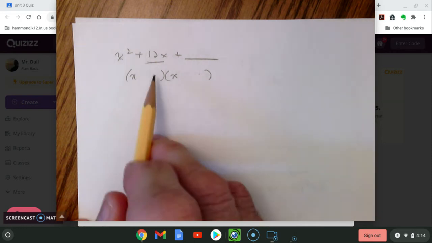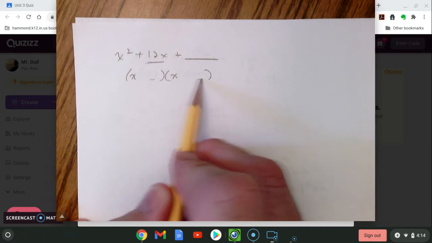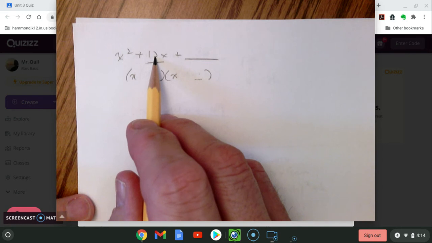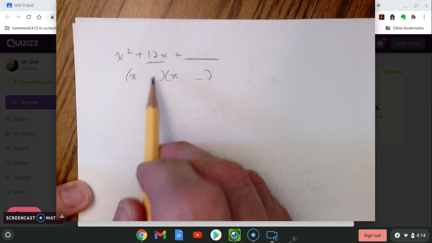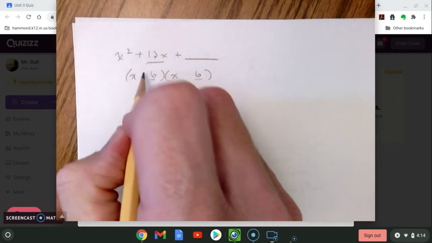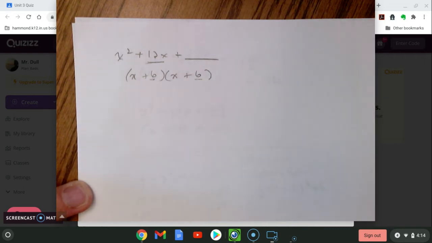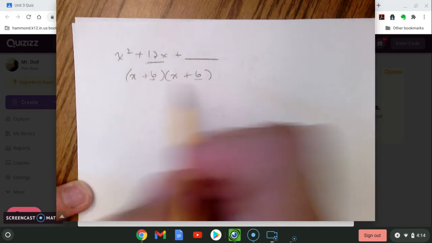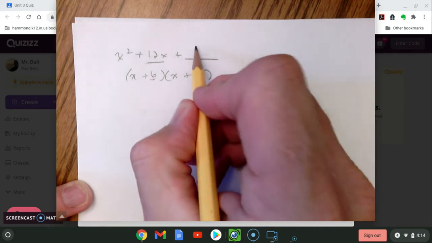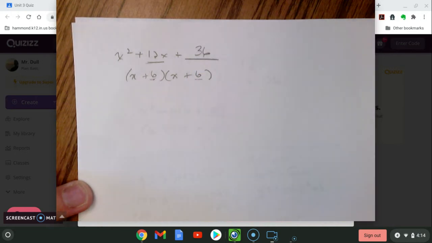But remember what's going on here. This is a perfect square. These numbers are the same. So this plus this equals 12. Another way to think about that is 12 divided by 2 gives me this number. So that's got to be 6, and it's positive 12, so x plus 6, x plus 6. And I can see that this is a perfect square. These factors are the same. So 6 times 6 would give me this last value here, 36.